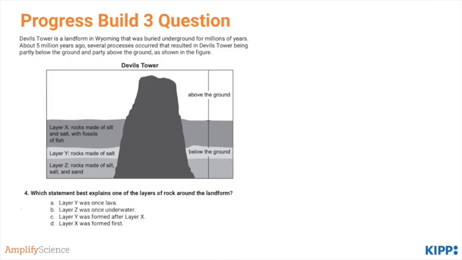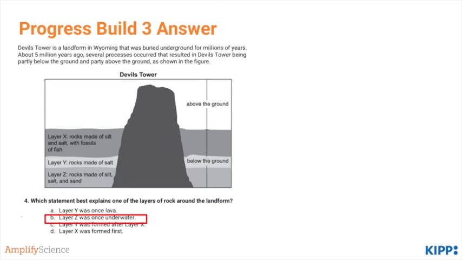Next question assesses Progress Build 3, uses the same diagram and asks a slightly different question about previous environments in the past. Go ahead and complete it, pausing now. And the answer is B. Layer Z was once underwater, due to the fact that there's silt, salt, and sand in it.